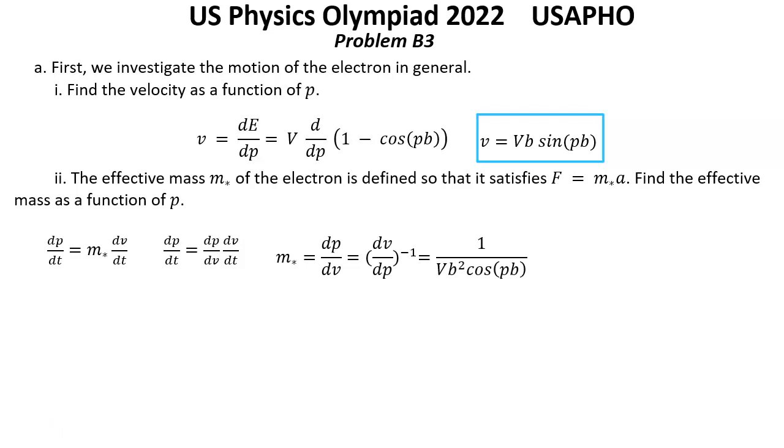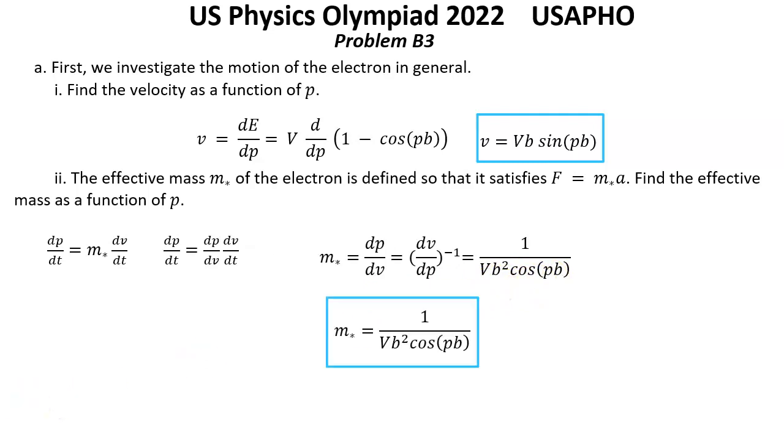But we already know what v is as a function of p, so we can take the inverse function and write this expression, which gives us finally this one. So finally, m star equals 1 over V b squared multiplied by cosine Pb.